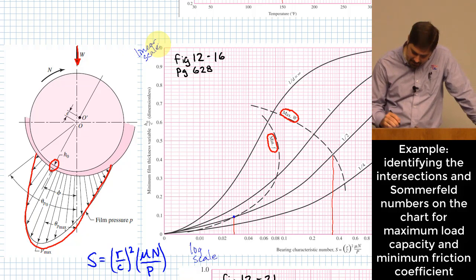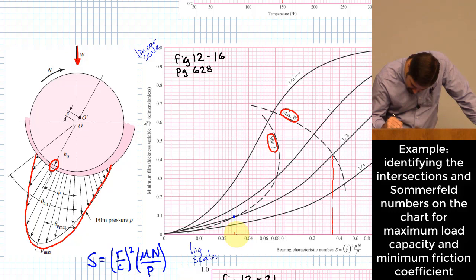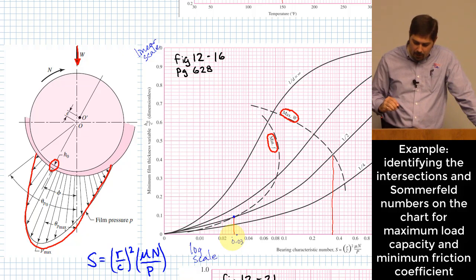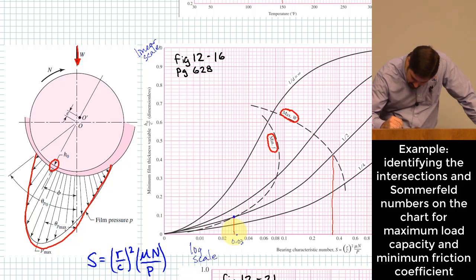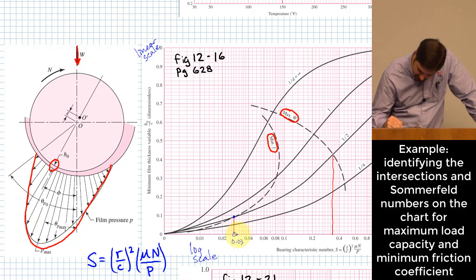On this log scale, it's a little bit hard to read because it's not always the same amount of divisions between each point. It looks to me like they were trying to set this up such that that point right there was 0.03, and that each of these little divisions before we got to that point was supposed to be 0.002. Which means that at this location that we actually found right here, it should be 0.028. So that's our S for minimum friction, 0.028.